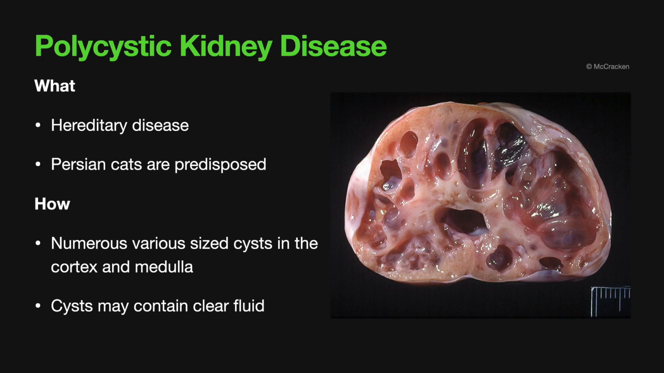Polycystic kidney disease is a hereditary disease that we most commonly think of in Persian cats. You can identify this disease by seeing numerous variably sized cysts within the cortex and the medulla. Those cysts may also contain clear fluid.